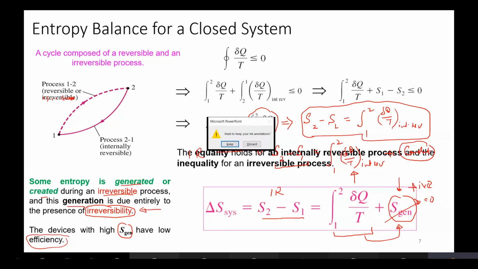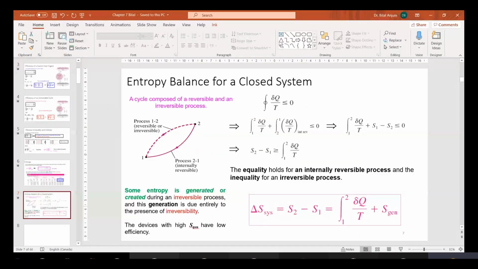So I'll stop over here and we'll continue with the entropy generation point in the class that we have scheduled for tomorrow.